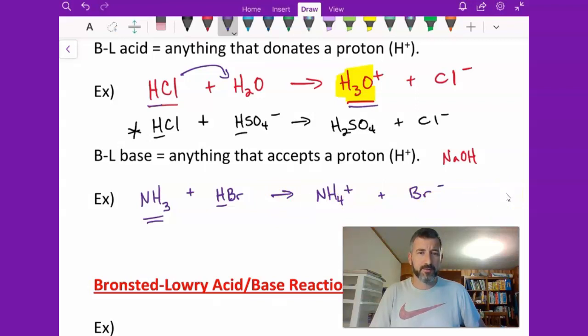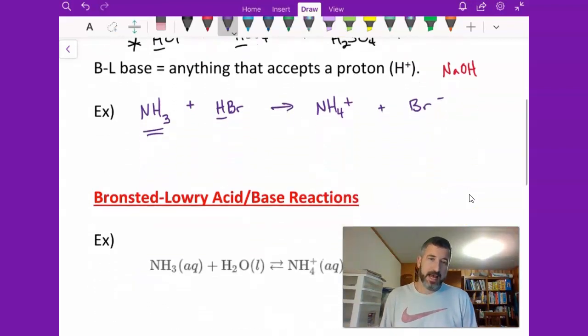And by the way, you don't have to be able to predict what's going to happen in these reactions. We're not going to quite get that far. I just want you to, if you see the full reaction, be able to recognize what is acting as a Bronsted-Lowry acid and what is acting as a Bronsted-Lowry base. Okay, so for that, let's take a look at Bronsted-Lowry reactions.